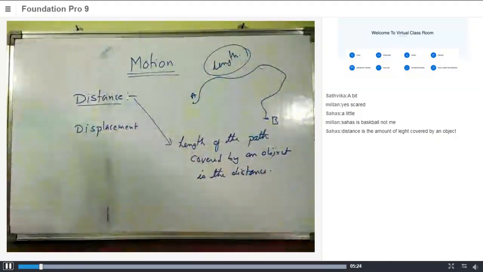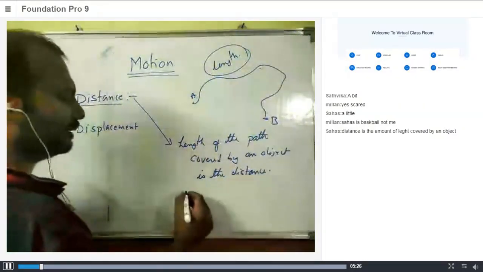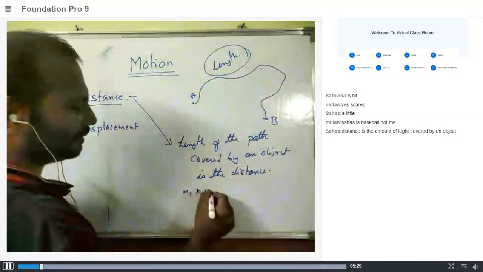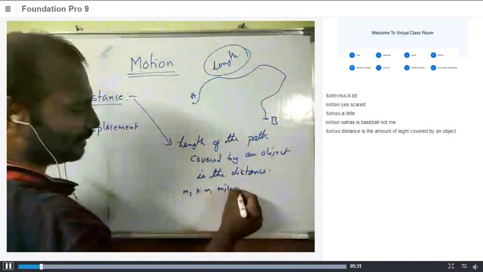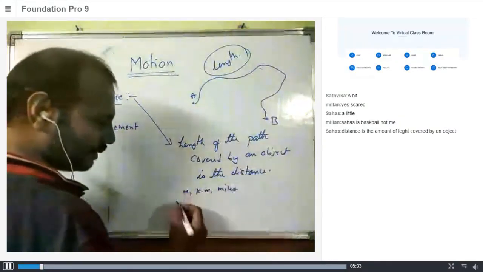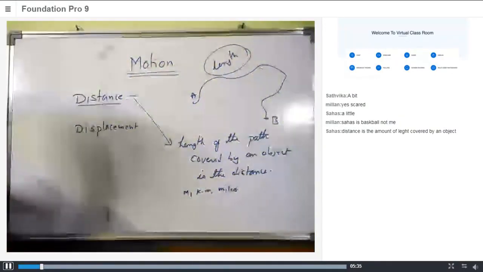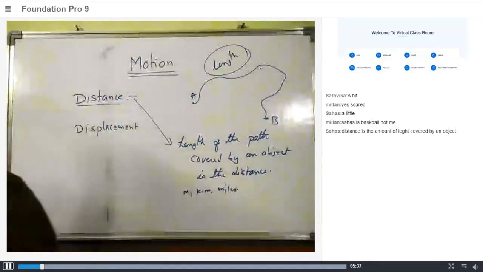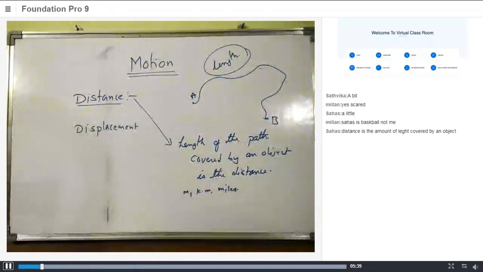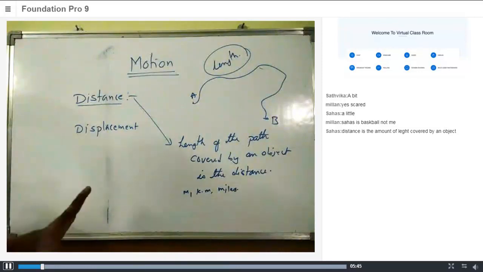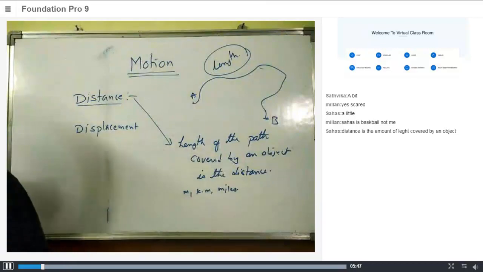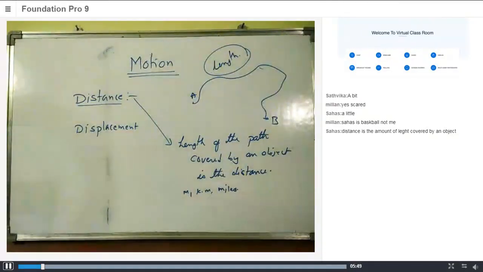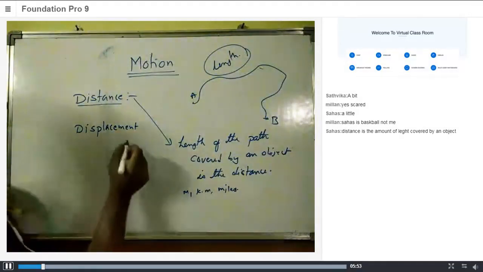And what are the units in which we measure distance? Meters, kilometers, miles, whatnot. All these are units of distance. Centimeters, of course, if it is a small ant traveling from one point to another, we can take the unit as centimeters. I hope all of you know that. Distance is the length of the path covered by an object. Is that fine? Then let's look at displacement.